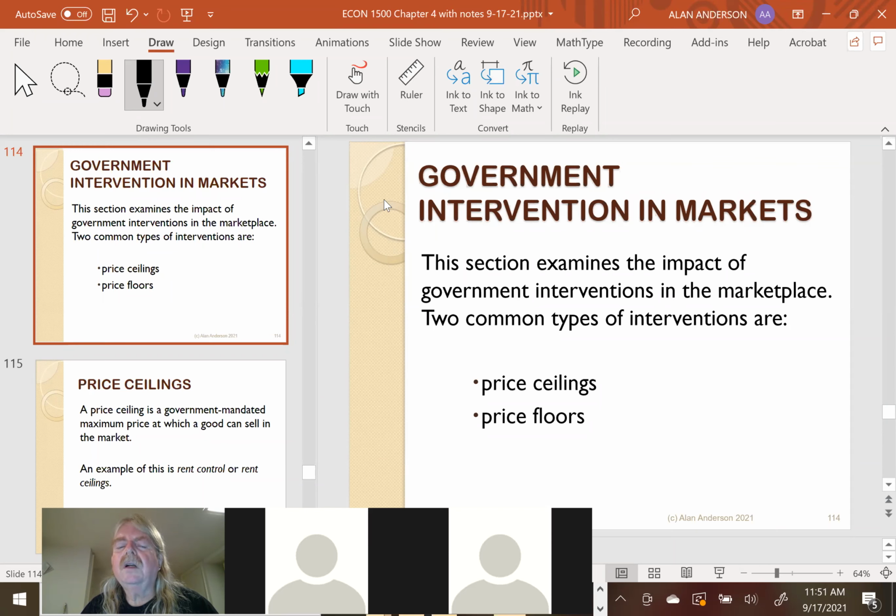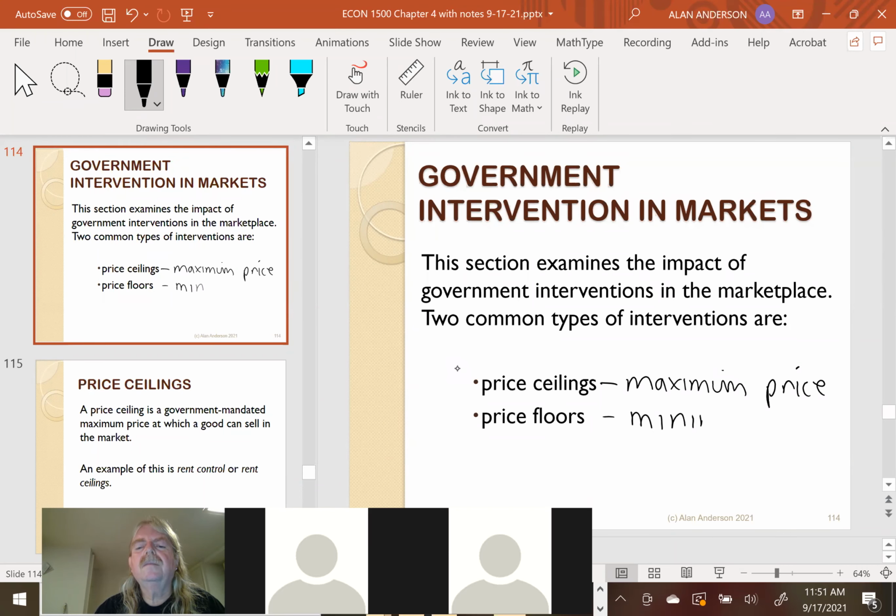Now, we're going to look at 2 cases of government intervention in the market. One of them is called a price ceiling, which you can think of as a maximum price. And then a price floor, as you can probably guess, is a minimum price. Now, why do they do this? Well, usually it involves politics. Normally these moves do not make any economic sense. As you can see, they will end up being counterproductive.